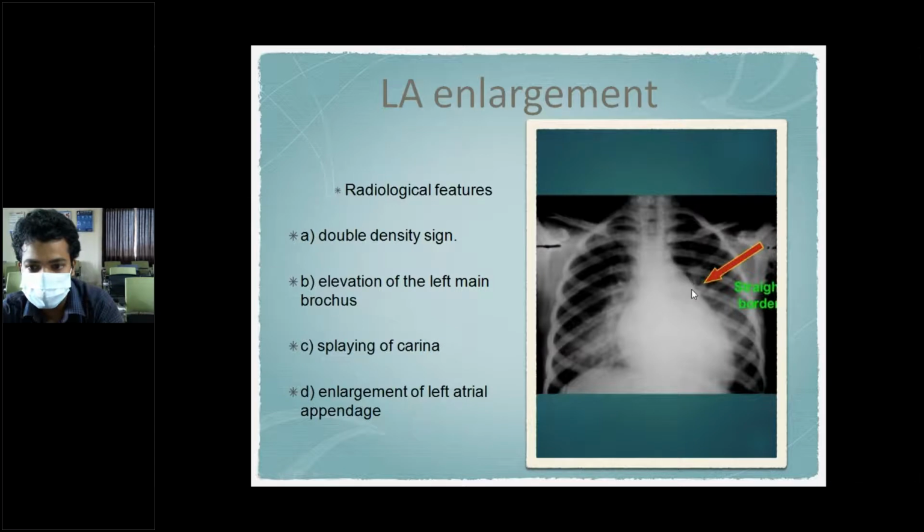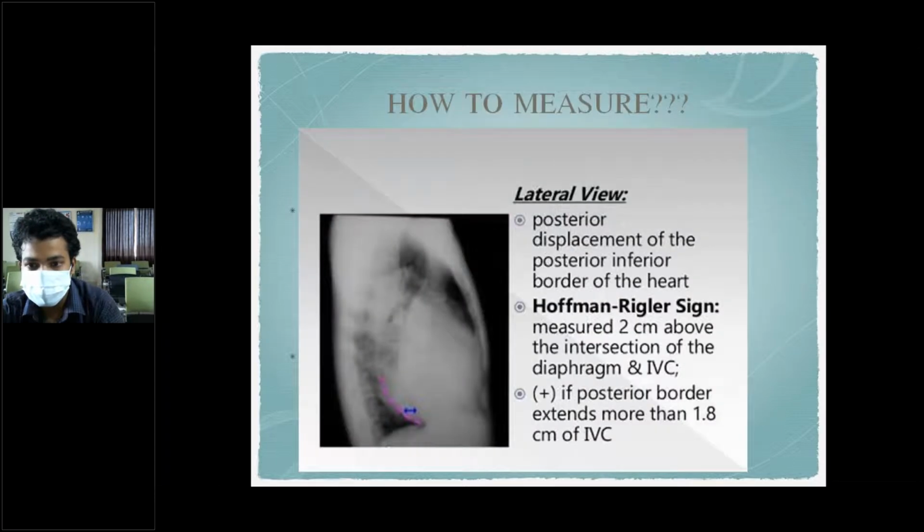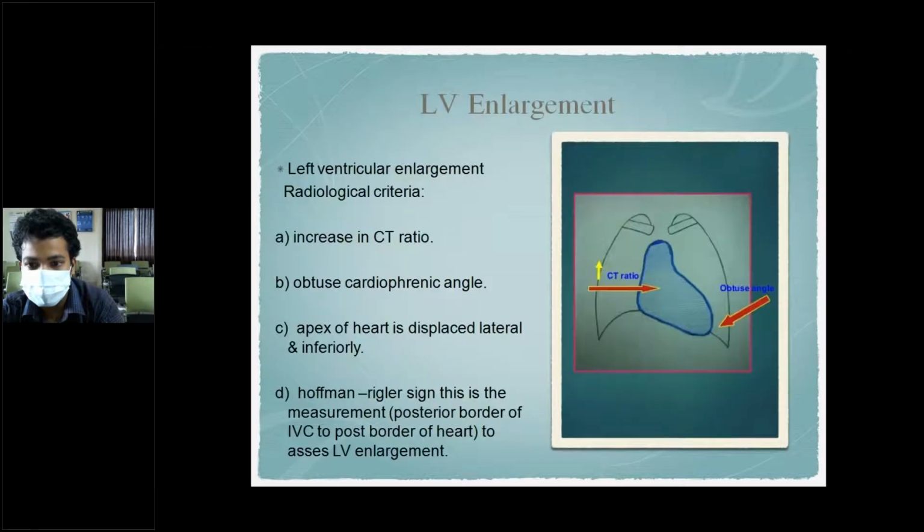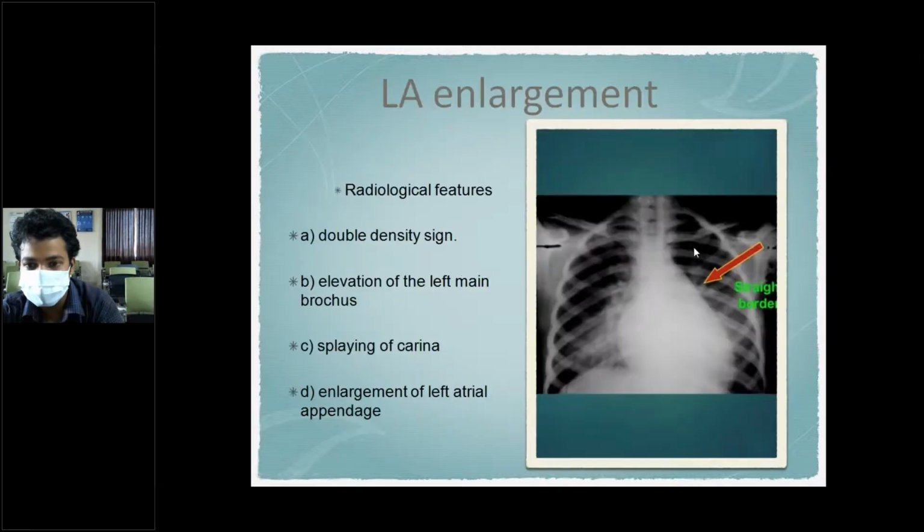And this left border superiorly, which we have seen in a normal chest radiograph, will get straightened in enlargement of the left atrium. Normally, the superior part of the left border should not be straight. It should be curved like this. But in left atrial enlargement, there will be straightening of the left heart border.